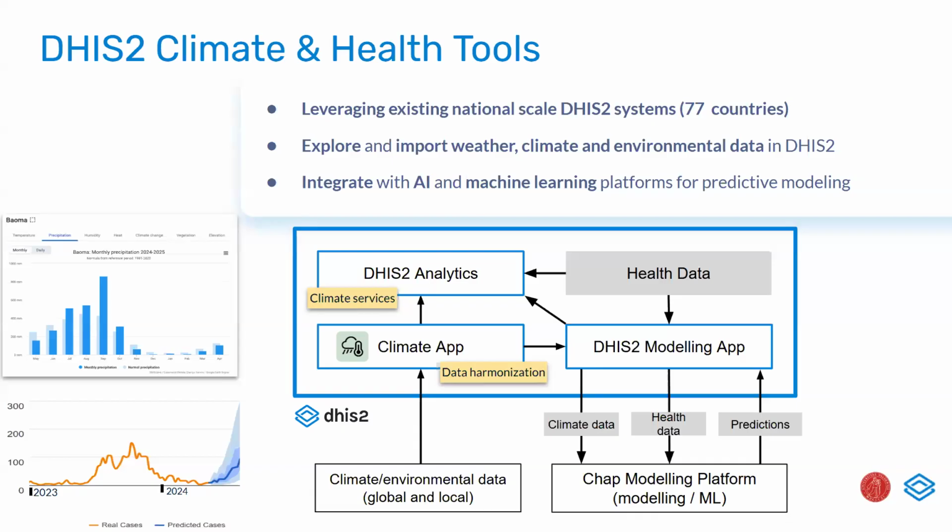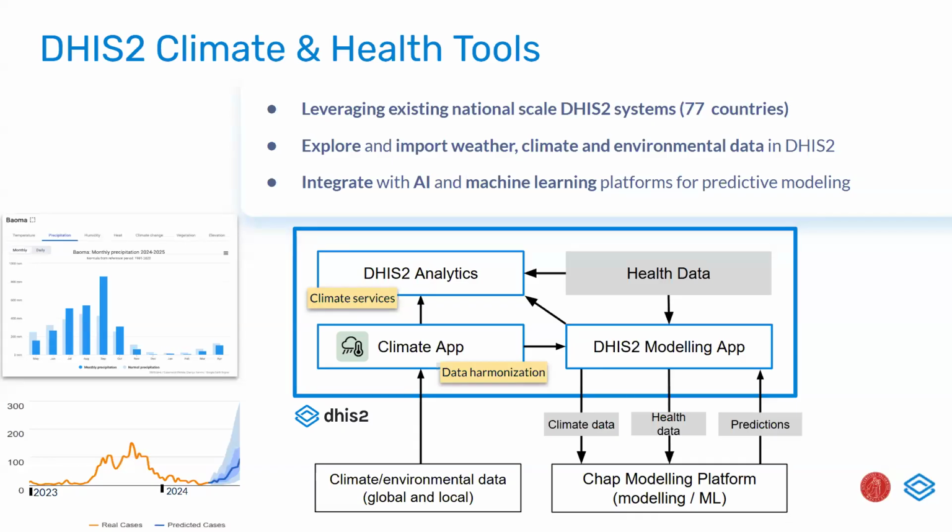But then what about these apps? We are leveraging the existing scaled DHIS2 system. We are aiming for global digital public goods, so all this is globally available. So all these 77 or hundreds of countries that have DHIS2 can utilize these tools in the app stores.